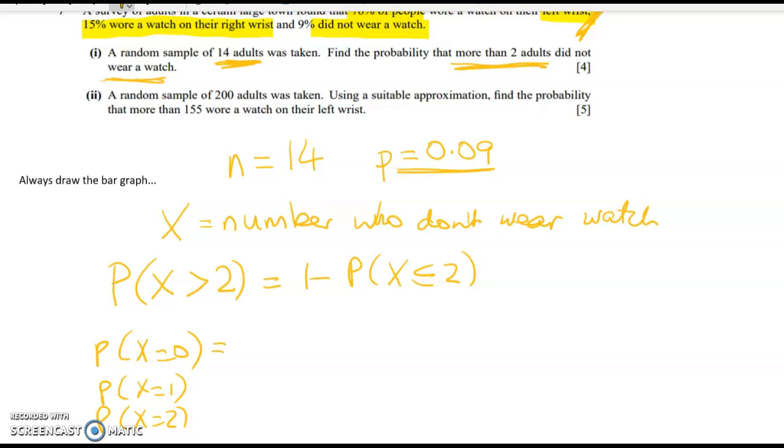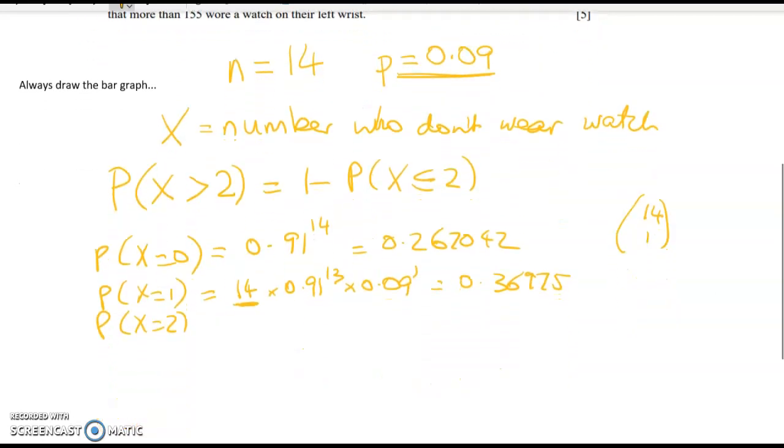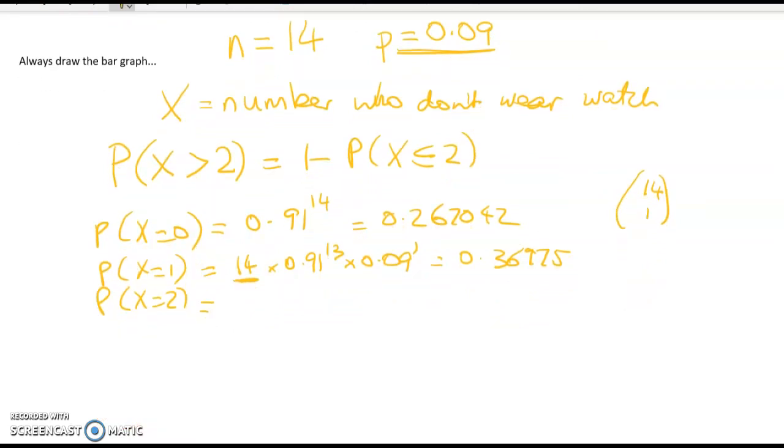So the first one, the probability that x equals 0, will be 1 times 1 times 0.91 to the power of 14, which gives me 0.267042. Right, the probability that x is equal to 1 is 14, so that's my 14 choose 1 number. So 14 ways to get 1 times 0.91 to the power of 13 times 0.09 to the power of 1. That gives me 0.36975. Now, if this is going too fast, you need to go back and find some of my binomial videos that will either be on the level 3 stats playlist or else on the AS one.